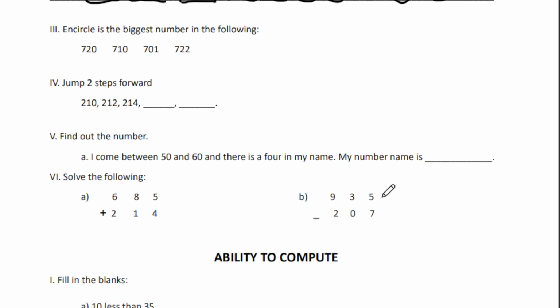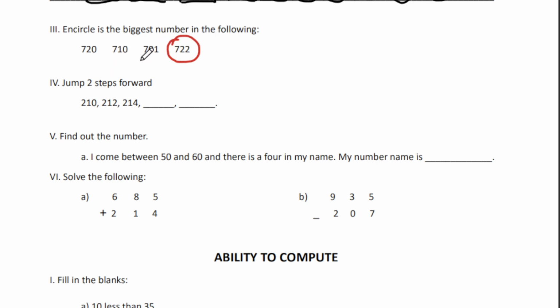Encircle the biggest number in the following. So you have to encircle the biggest number. So 720, 710, 722. So which number is the biggest number? 722 is the biggest number. So all these numbers come before 722.